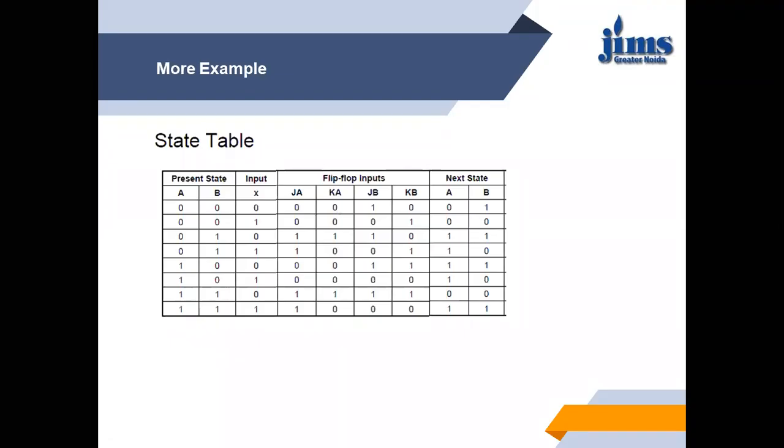Now with the help of this, we have to find out the state equations for the next state. So here A(t+1) comes to be J A bar plus K bar A, and this is achieved with the help of either the K map or the tabulation method.